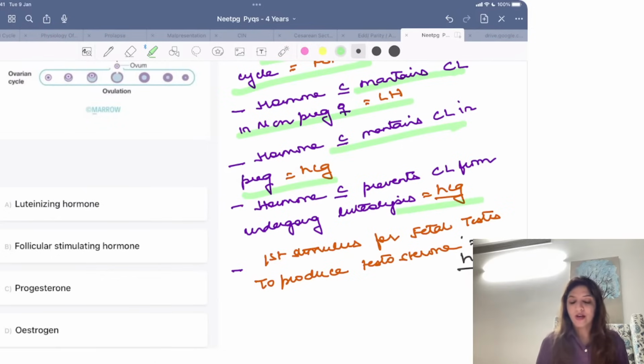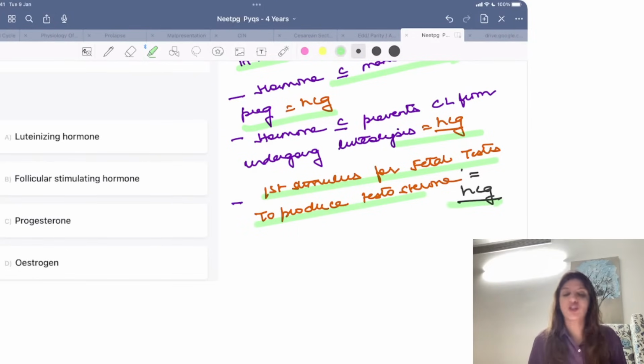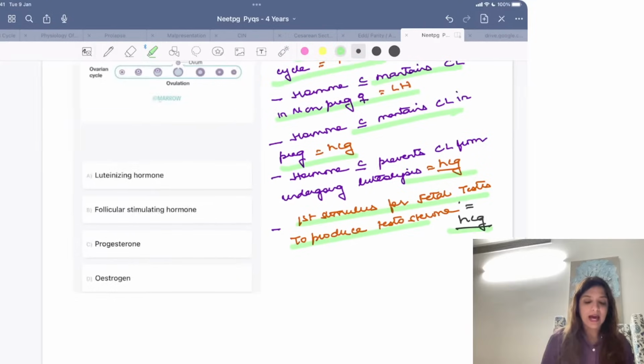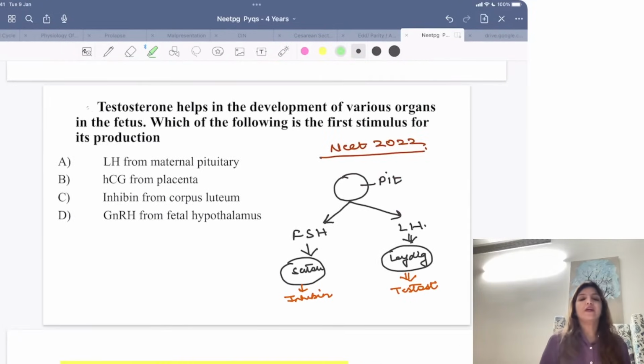Hormone which prevents corpus luteum from undergoing luteolysis. Again HCG. First stimulus for fetal testes to produce testosterone. HCG. Right, so that's the first stimulus for fetal testes to produce testosterone. And same question was asked in 2022. Testosterone helps in development of various organs in the fetus. Which of the following is the first stimulus for its production?